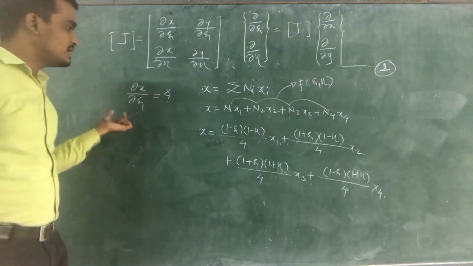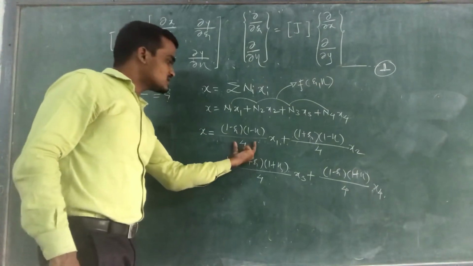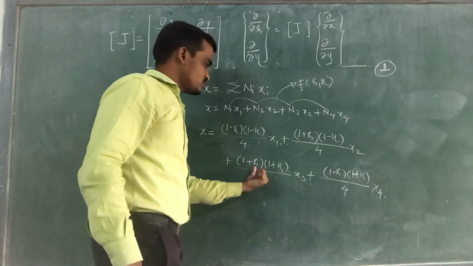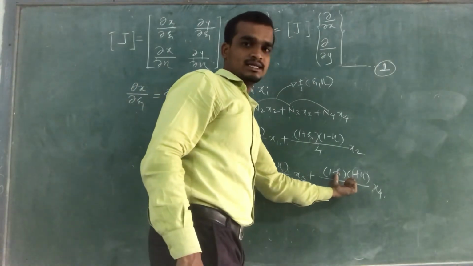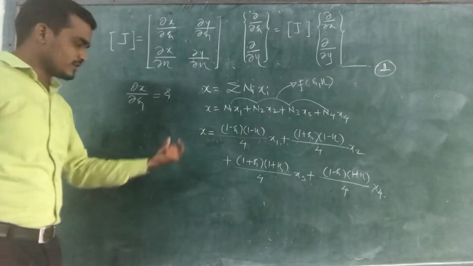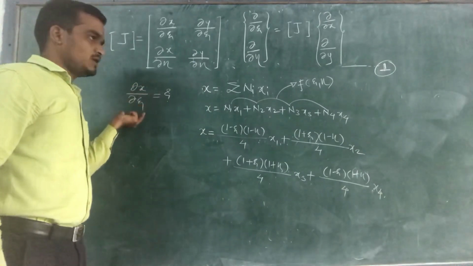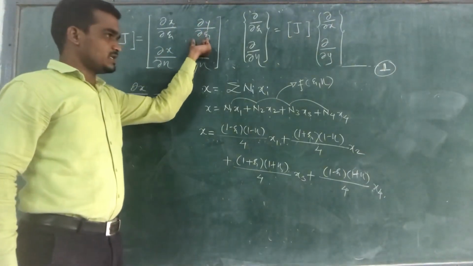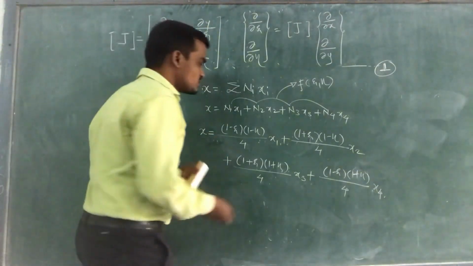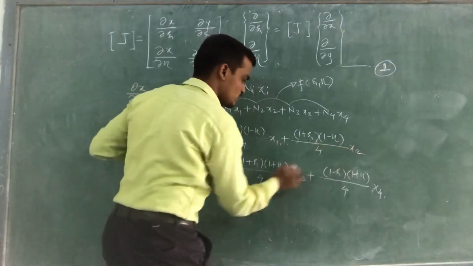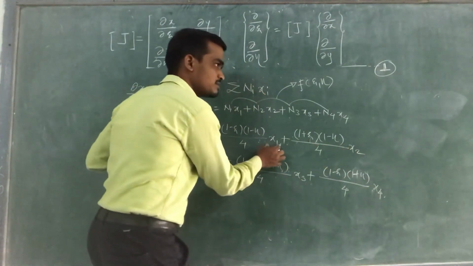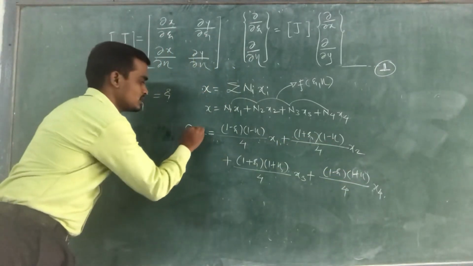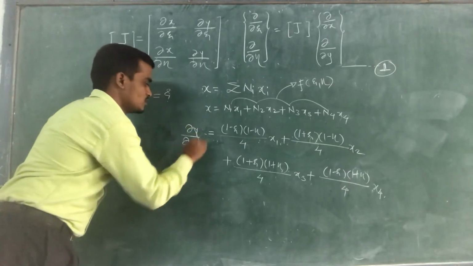Means take the derivative of the first term with respect to ζ, the second term with respect to ζ, the third term with respect to ζ, the fourth term with respect to ζ. So in this way you can determine ∂x/∂ζ. Similarly, you can determine ∂y/∂ζ. Here, instead of x1, x2, x3 and x4, the terms will be replaced by y1, y2, y3, y4, and you only need to take ∂y/∂ζ.